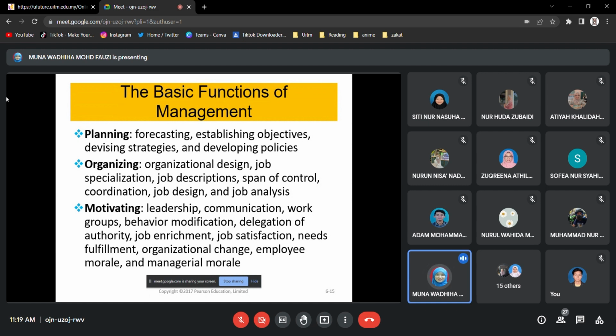There are many examples of job enlargement. Let's say a lecturer, for example. The main job scope of the lecturer is teaching, and at the same time, the lecturer also needs to learn from time to time. So that is the main job scope of the lecturer.